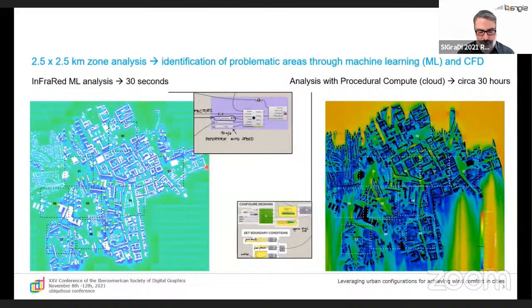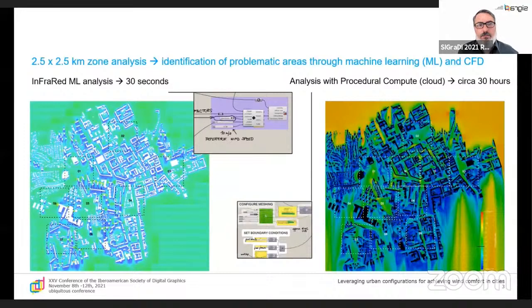On the left side, there is an output from the Infrared wind flow prediction. The overall process of wind prediction took less than 30 seconds. On the right side, we have the output from the cloud-based CFD analysis through Procedural Compute. Naturally, computing an area this big through computational fluid dynamics demands enhanced computer parameters, as well as long runtime. Therefore, we chose this cloud-based option.